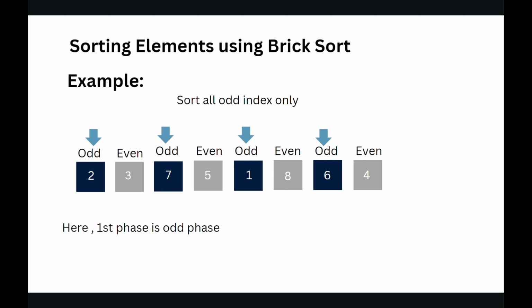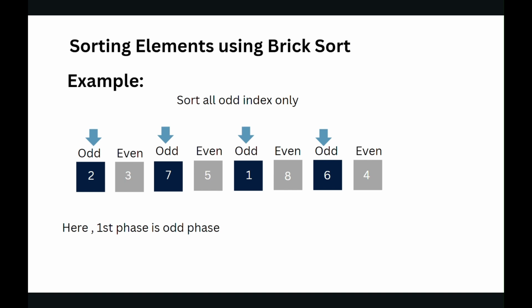Now, the first phase is odd phase. That means in this phase we will sort all the odd index values only. The first odd index place value is 2 and next odd index is 7. Next odd index is 1. Next odd index is 6. Now, we will sort all these odd index values by comparing with its successor element. If the given element that is considered odd index element is less than the successor element, then no swapping is required. If the odd index value is greater than the successor element, swapping should be done.